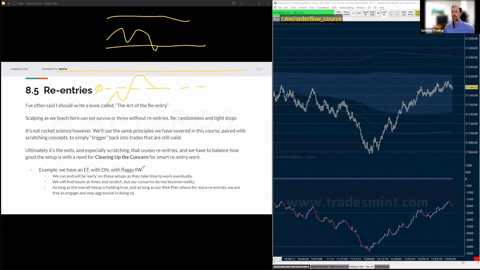With flaggy price action, let's get a flag in here. We could be early on these setups as they take time to work eventually. We will find issues at times, concerns, and scratch, but our concerns don't become a reality. As long as the overall setup is holding true, as long as our risk plan allows for more reentries, we're free to engage and stay aggressive in doing so.